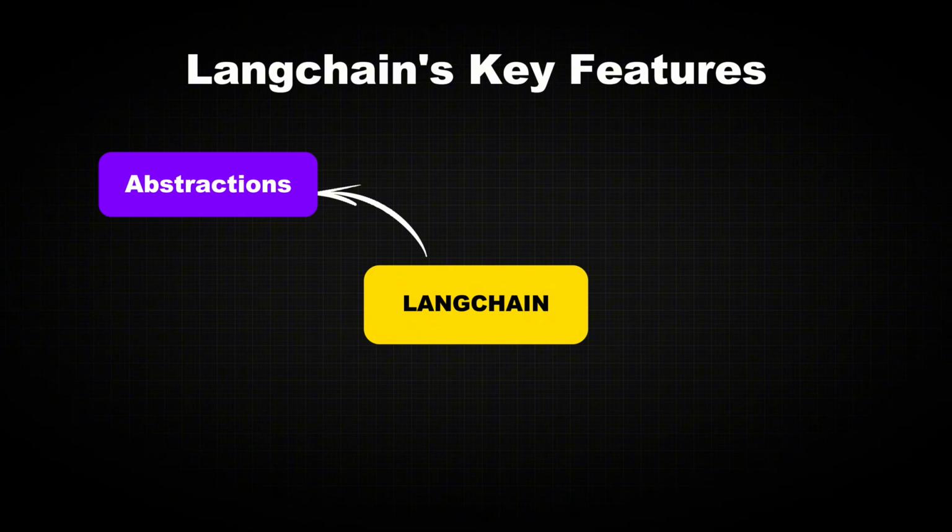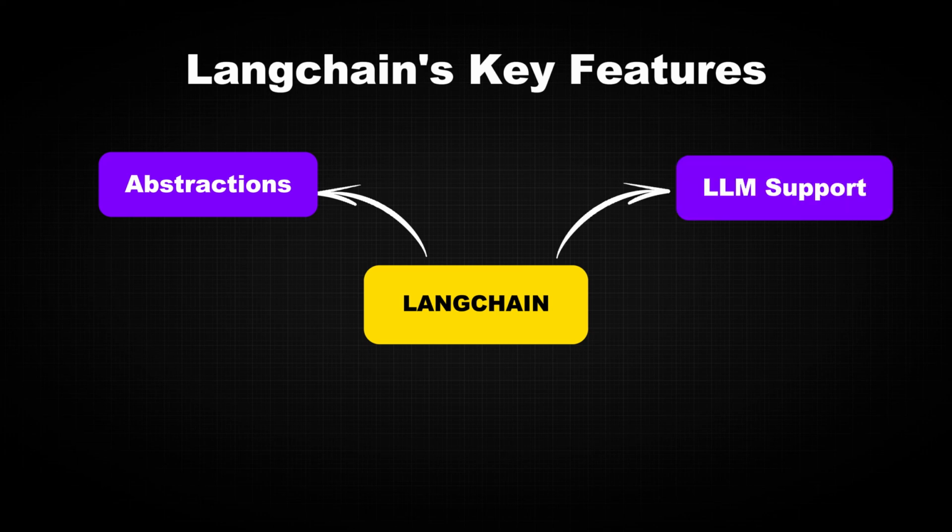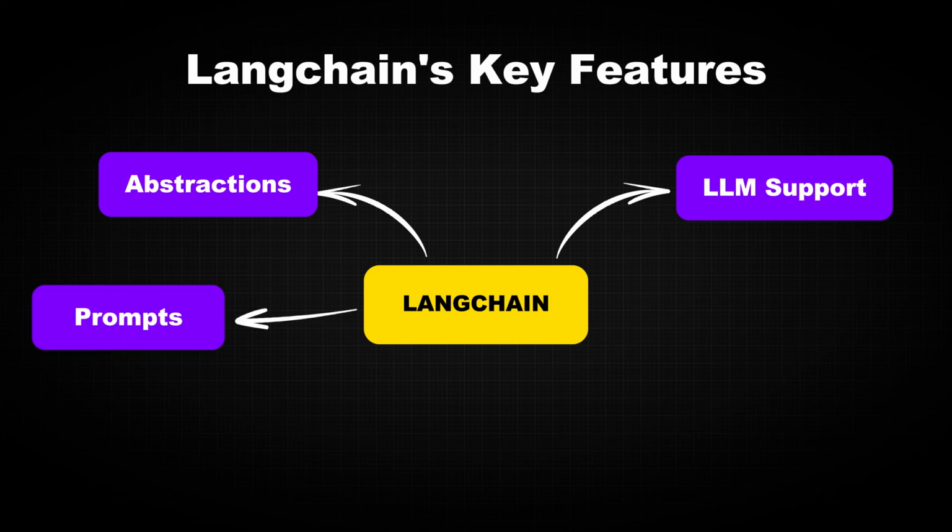LangChain makes it easier to work with LLMs by providing abstractions, which are pre-built steps and concepts that you can chain together. LLM support. It supports almost any LLM, whether it's closed source models like GPT-4 or open source ones like Llama 3. You just need to plug in your API key. Prompts. LangChain has prompt templates, so you don't need to hardcode any query. You can customize prompts dynamically for different tasks.